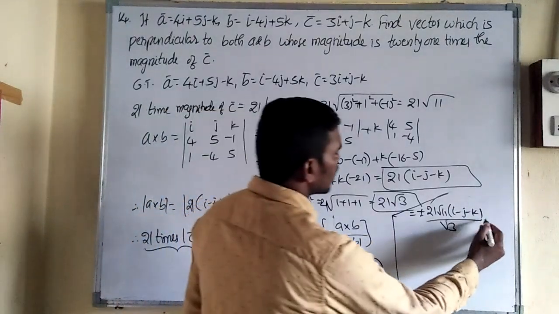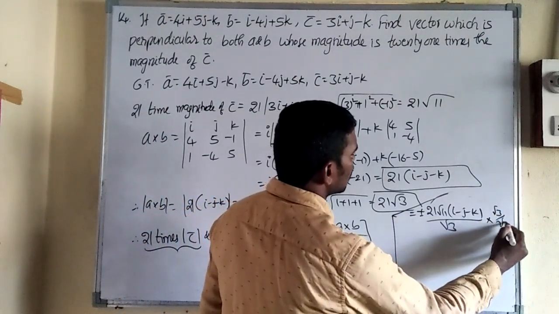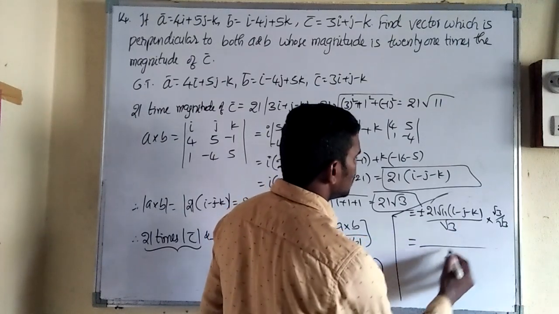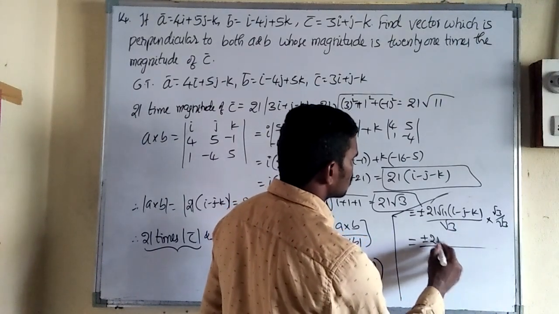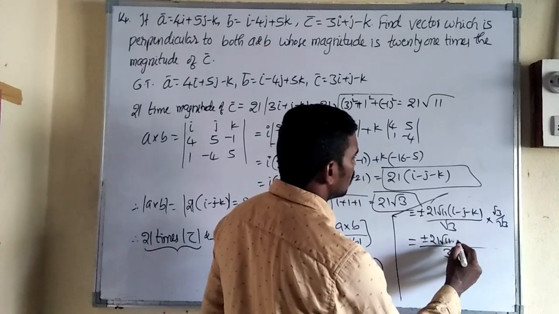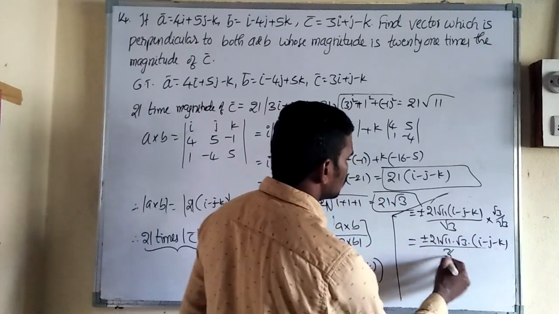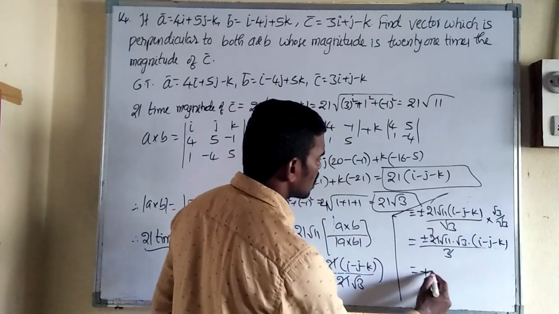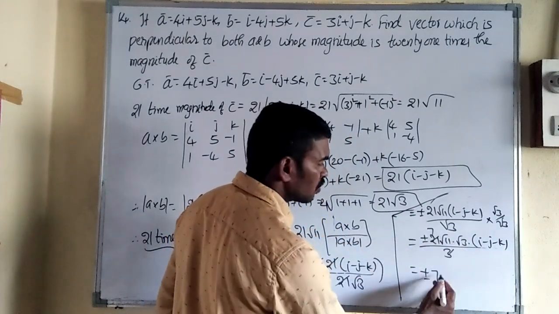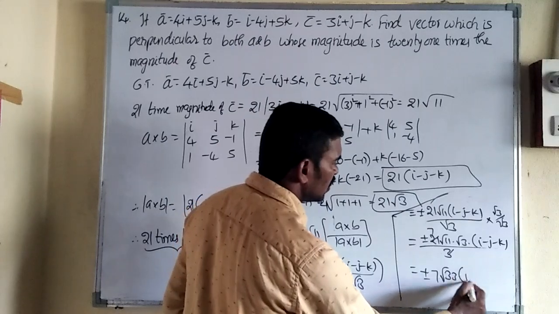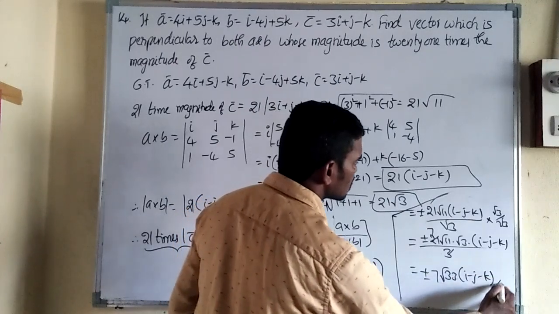So rationalizing with root 3: multiply and divide by root 3. Root 3 into root 3 is 3. So plus or minus 21 root 11 into root 3 into i minus j minus k, divided by 3. 3 sevens are 21, so it is plus or minus 7 root 11 into root 3, which is root 33, into i minus j minus k. That is the answer.